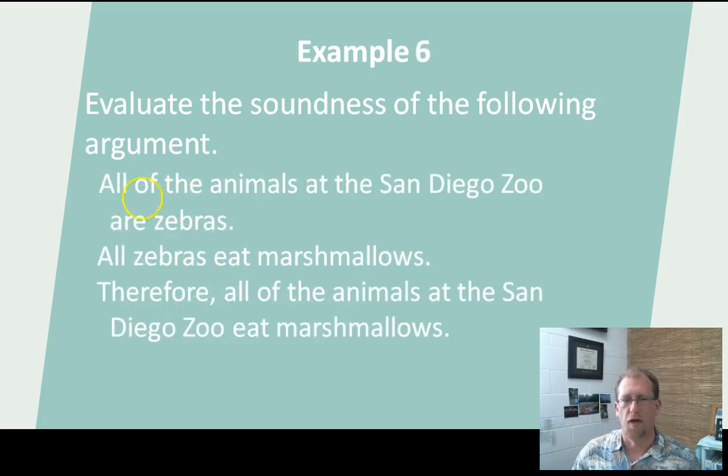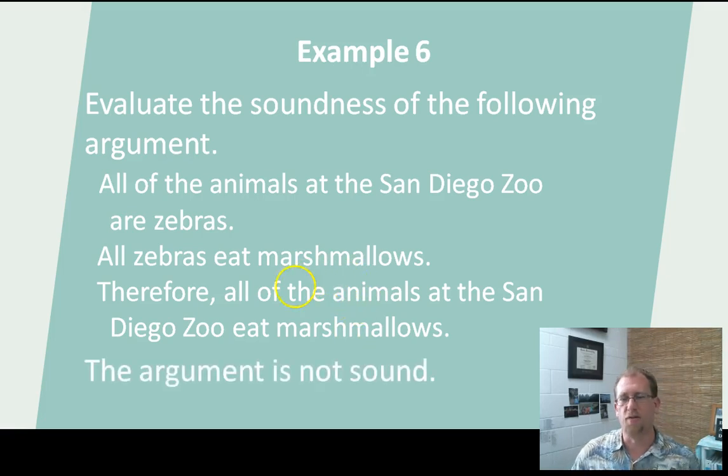Okay? Here's another one. All of the animals at the San Diego Zoo are zebras. Is that true? No, I've been to the San Diego Zoo. There's way more critters there. Not true. All zebras eat marshmallows. Is that true? Well, they might have one if you gave it to them, but in the wild, not a lot of marshmallows growing in the grasslands. Therefore, all of the animals at the San Diego Zoo eat marshmallows. Now, this is valid reasoning. If this were true, and if this were true, then it would flow that zebras eat marshmallows and everything at the zoo is a zebra, so everything at the zoo eats marshmallows. That's valid, but it is not true premises, so that's not sound. Okay? So far, neither of those have been sound.